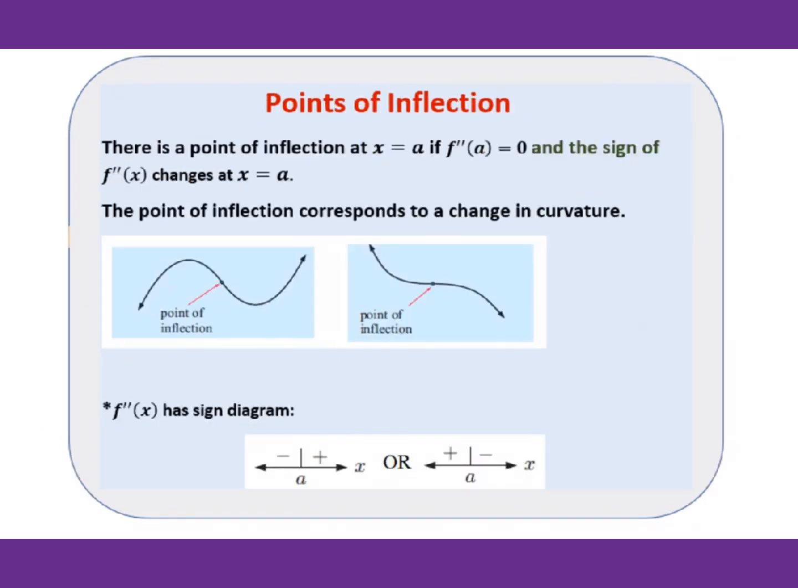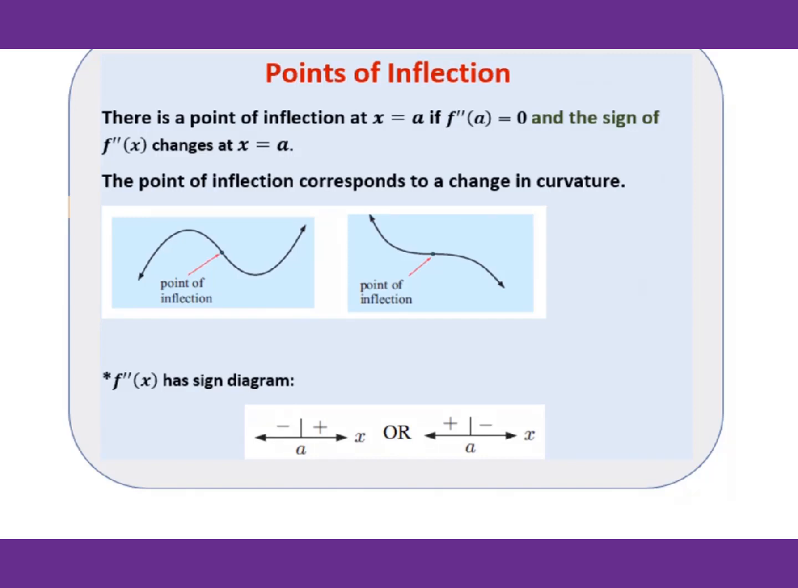Points of inflection. There is a point of inflection at x equals a if the second derivative of f at a is equal to 0 and the sign of the second derivative of f of x changes at x equals a. In other words, a point of inflection means two things. First of all, the second derivative is equal to 0. Secondly, the sign of the second derivative changes at that point.